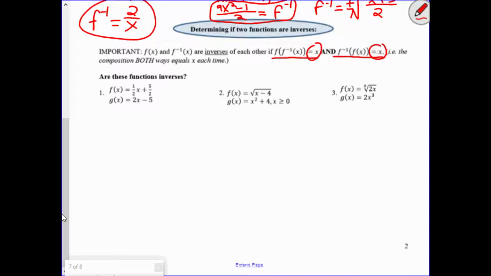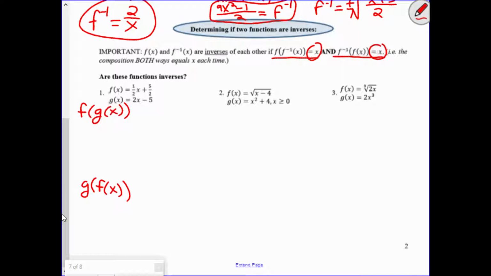Okay, so let's go ahead and do this. We have these two functions. We're going to do f of g of x and g of f of x. I have to do both of these, and I want both of them to just be x at the end. If they're both x, then they were inverses.